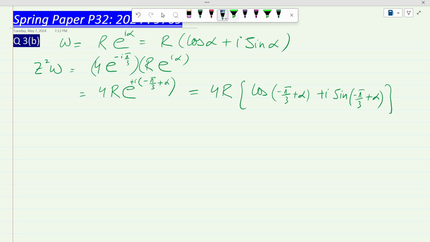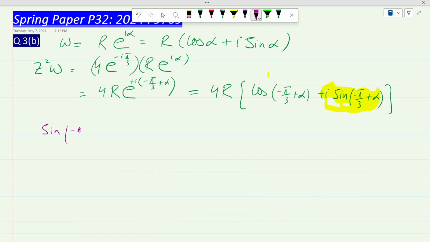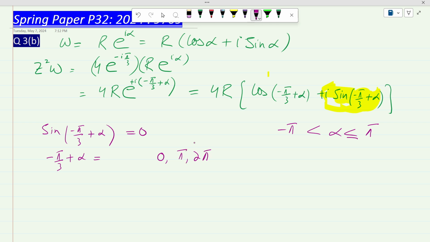This means we don't have an imaginary part; the imaginary part is 0. So we are going to equate it to 0 and solve: sin of (-pi/3 + alpha) equals 0. By definition, all arguments are in the range minus pi to pi. So let's solve the trigonometric equation. Whenever sine or cos is equal to 0, we write down the answer directly. So -pi/3 + alpha equals 0, pi and 2 pi, and subtracting 2 pi from here we have 0 and minus pi. These are the total possible values.